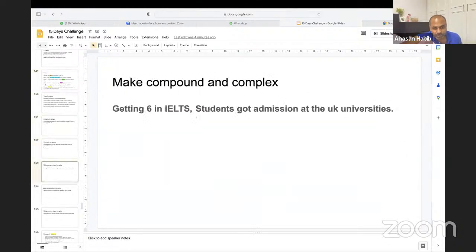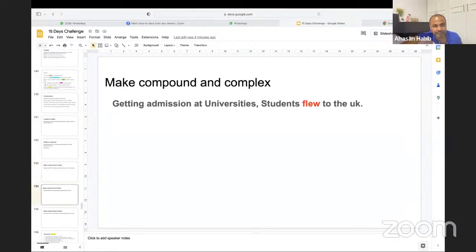Okay, so the next one, let's see. Getting admission at universities, student flew to the UK. First of all, answer me: what kind of sentence is this? Is it simple? Is it complex? Is it compound? Very quickly, please answer me.